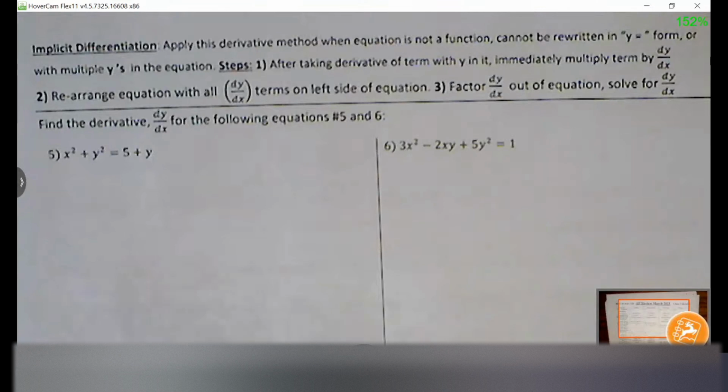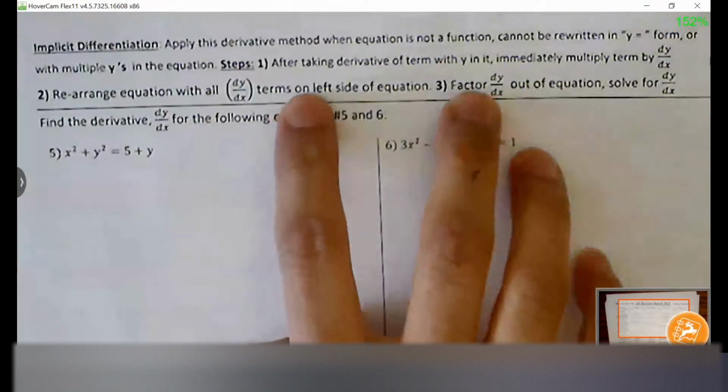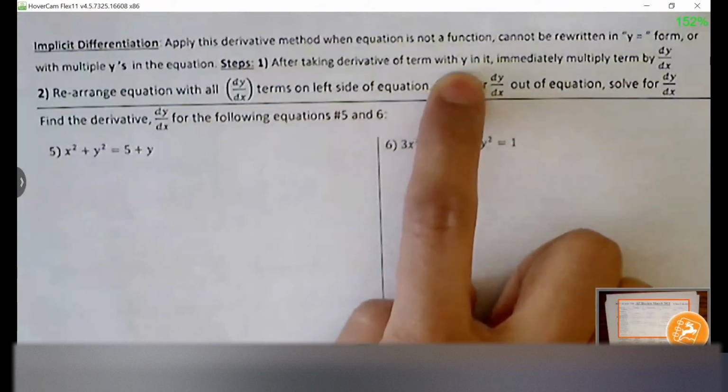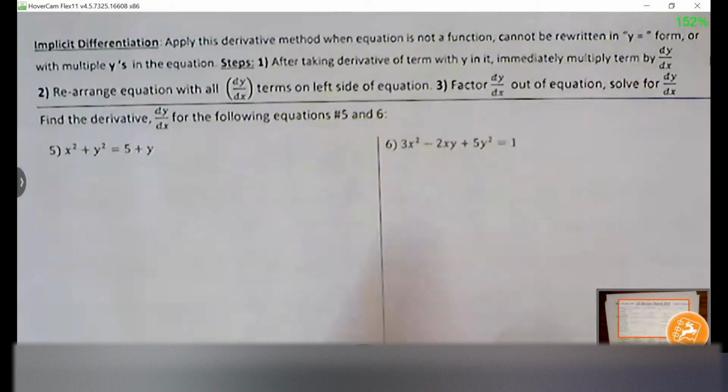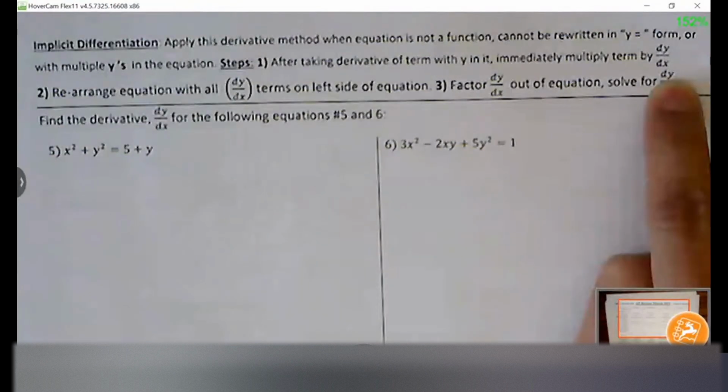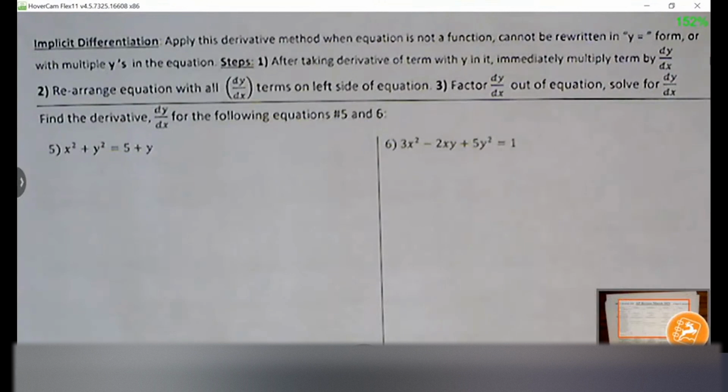So what we do is we first start by taking the derivative of a term with y in it. If we take a derivative of a term with a y in it, we're going to apply whatever derivative rule is necessary for it. And then immediately we're going to attach a times dy dx. So if you see 3y squared, you'll make it 6y because that's power rule for that term. And then you would multiply by dy dx.